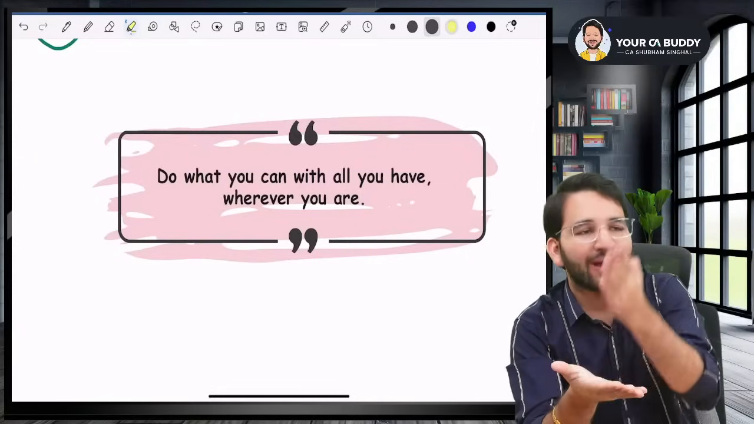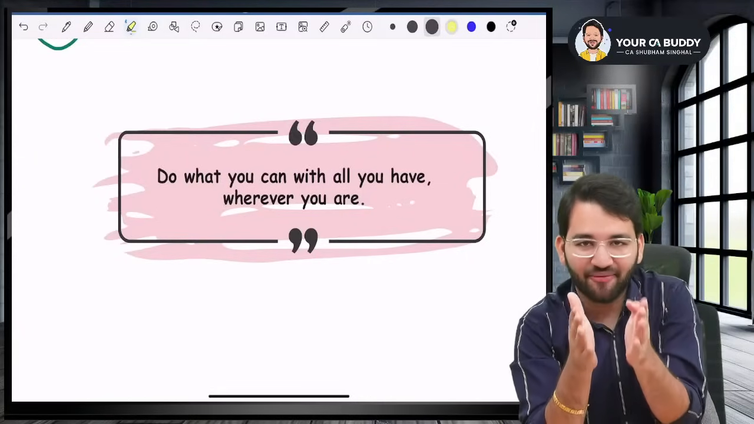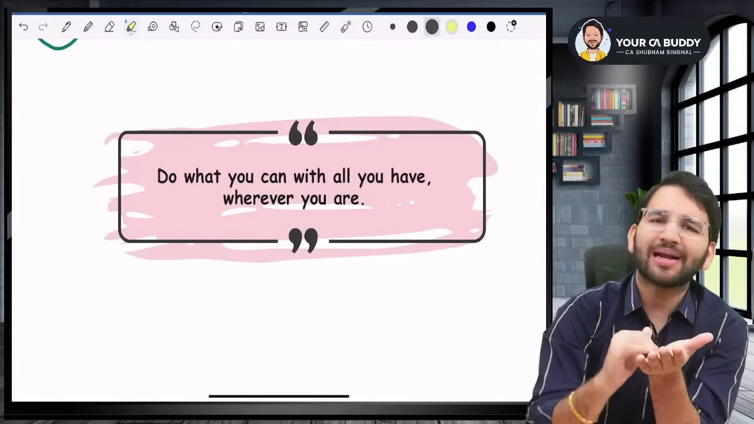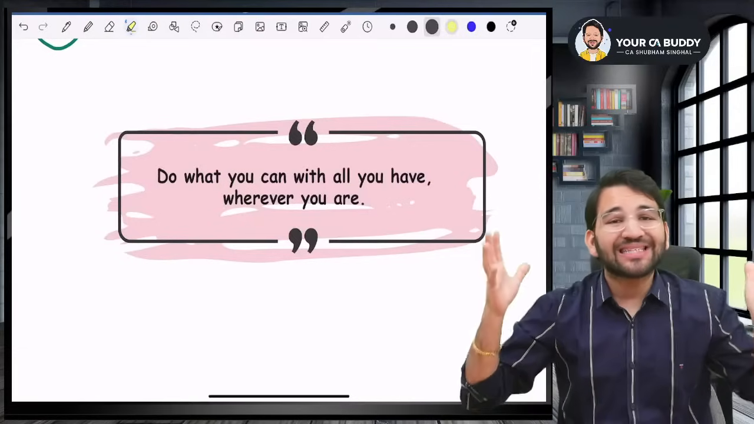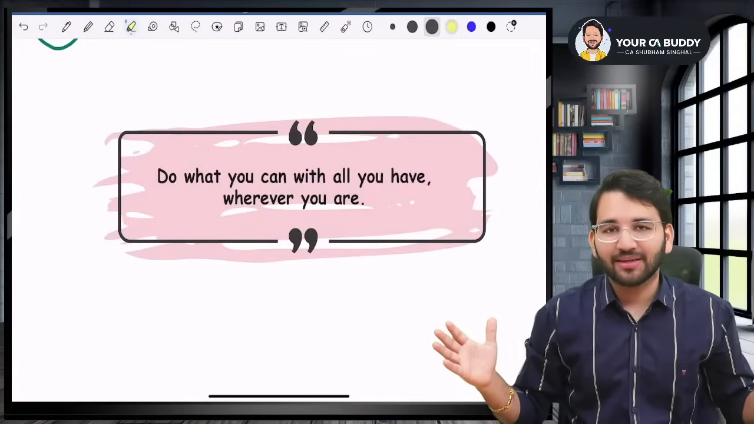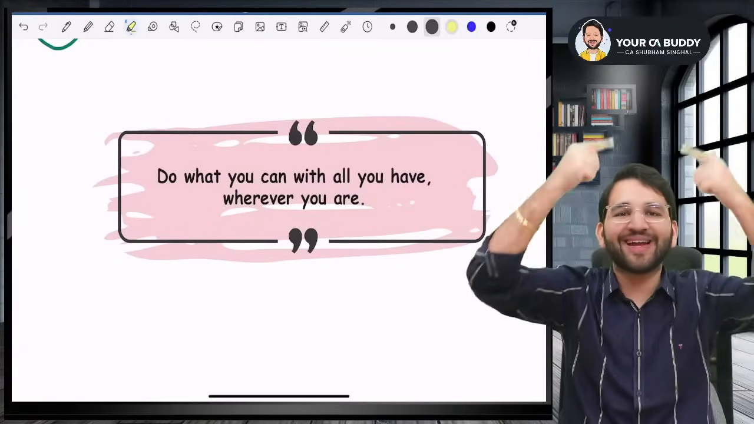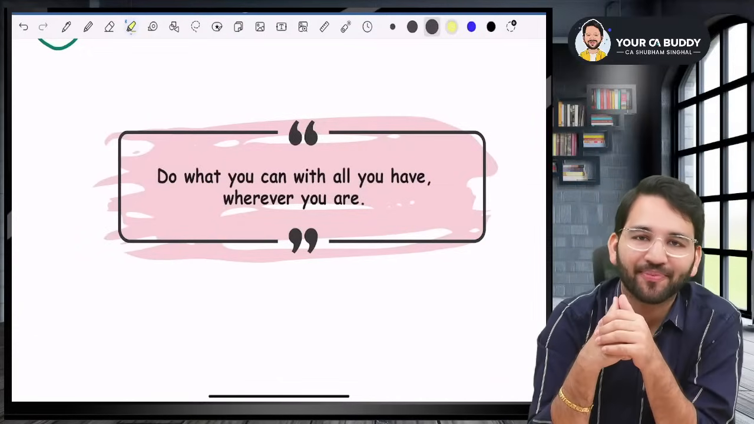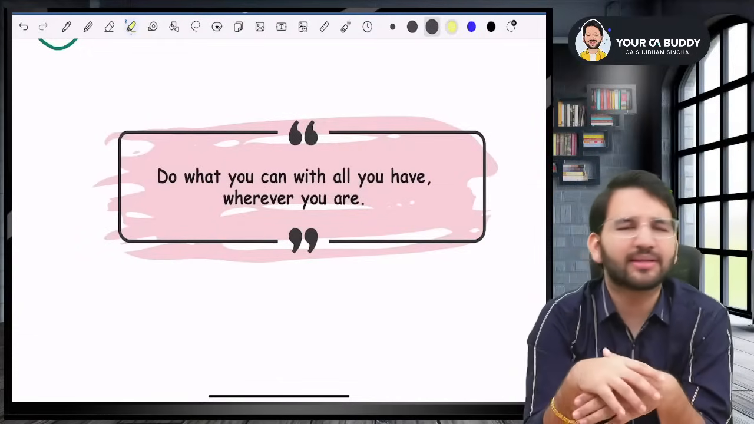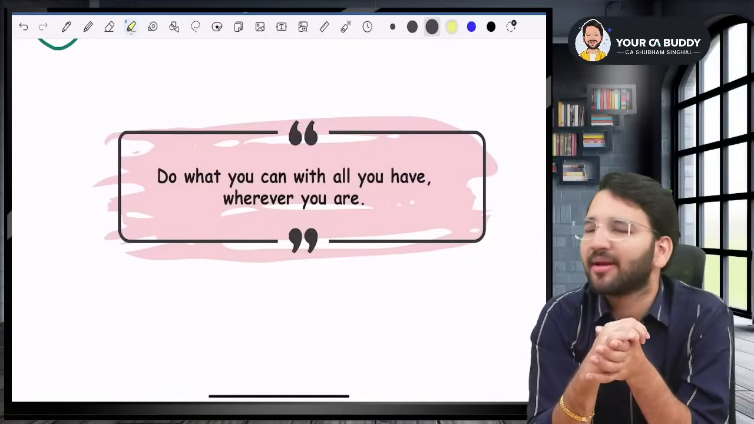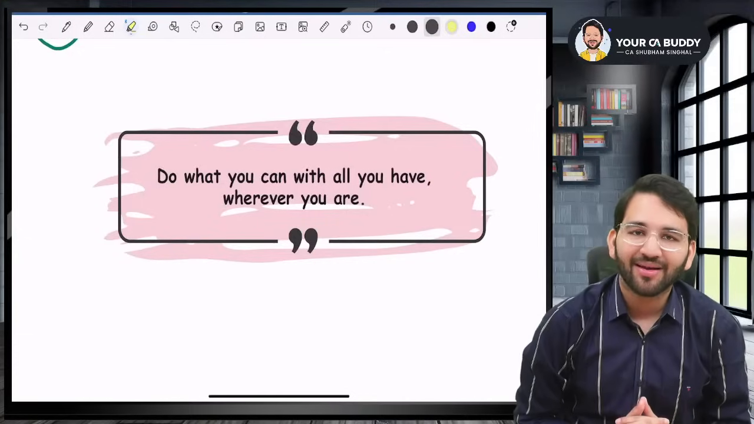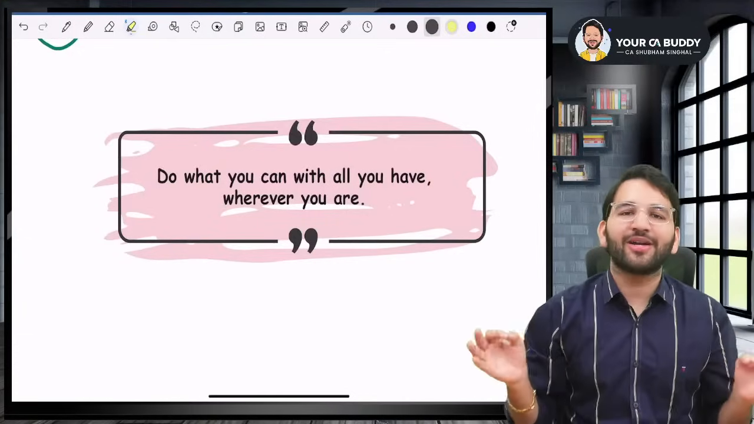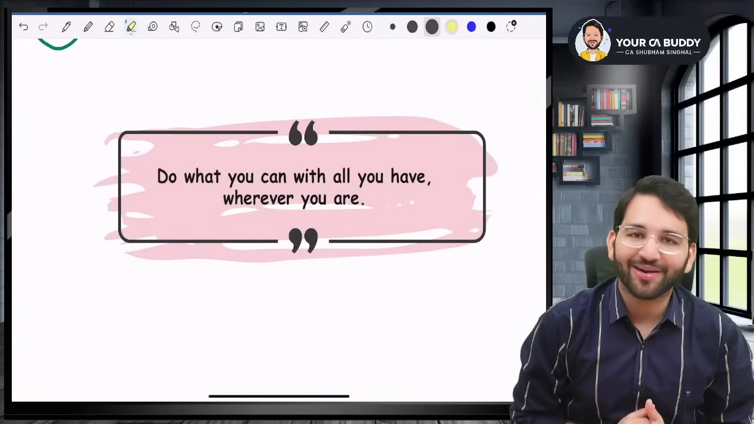Every day is a battle. Some battles you will win, sir. Some battles you'll lose also. But if you win maximum battles, then you'll win the war of CA Intermediate. Sometimes you'll be sick, you'll not be able to study. Sometimes you'll have some other problem, you'll not be able to study. That's okay. You lost a battle. That's fine. But when you win the majority of the battles, that is when you'll win the war.